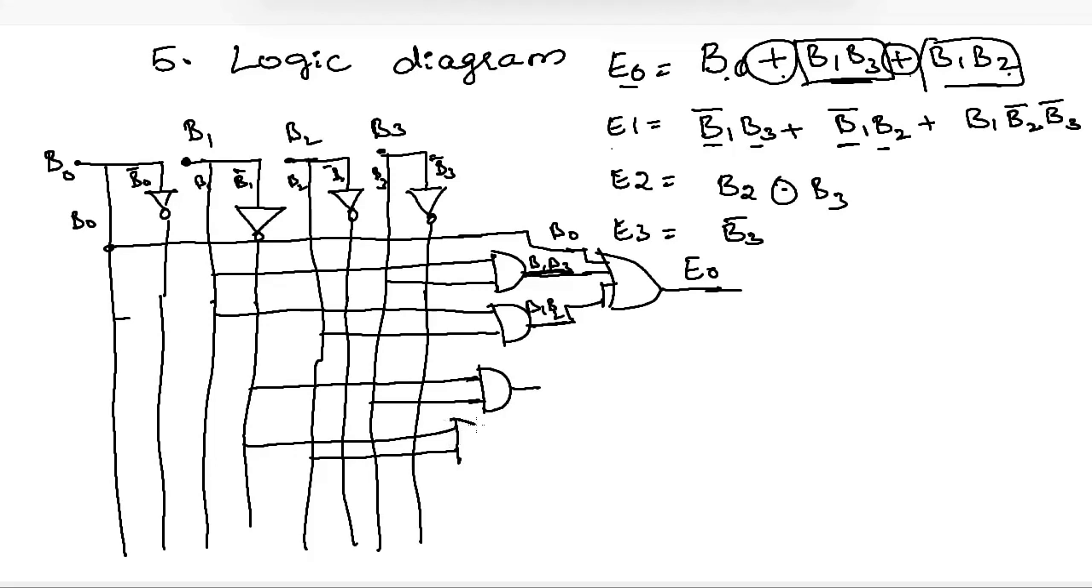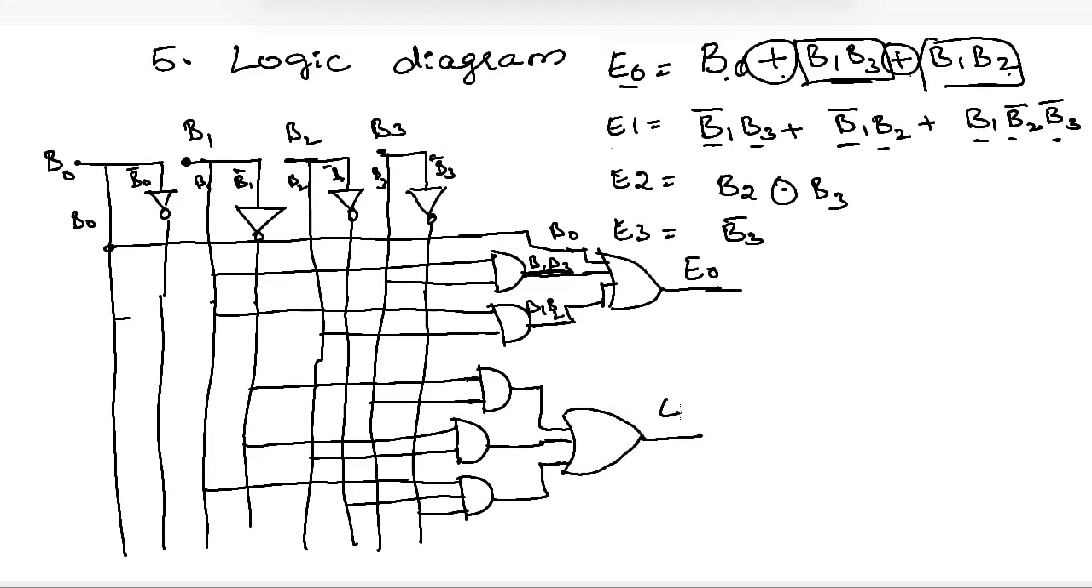Next one B1 into B2 bar into B3 bar. So first line is B1 line. Second line is B2 bar, and third is B3 bar. In between AND operation is there. So again I am drawing AND gate here. So each individual term, OR operation is there. So draw the OR gate here. We get the output value E1.